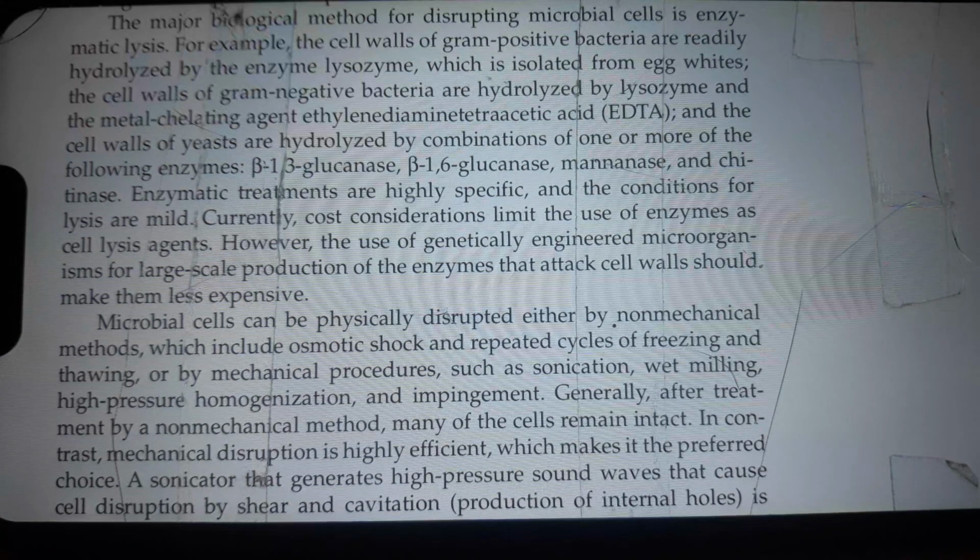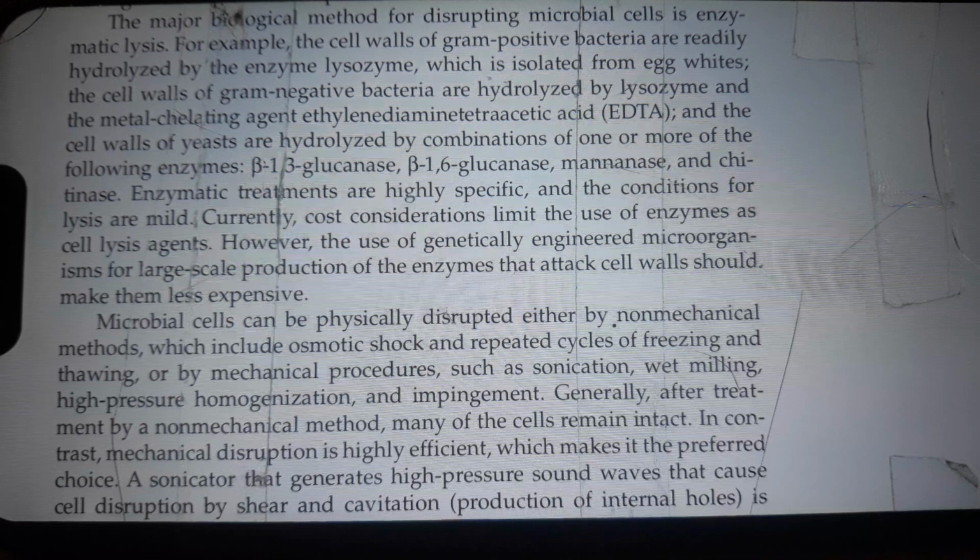The major biological method for disrupting microbial cells is enzymatic lysis. For example, the cell walls of gram-positive bacteria are readily hydrolyzed by the enzyme lysozyme, which is isolated from egg whites. The cell walls of gram-negative bacteria are hydrolyzed by lysozyme, and the cell walls of yeast are hydrolyzed by combinations of one or more of the following enzymes: beta-1,3-glucanase, beta-1,6-glucanase, mannanase, and chitinase.